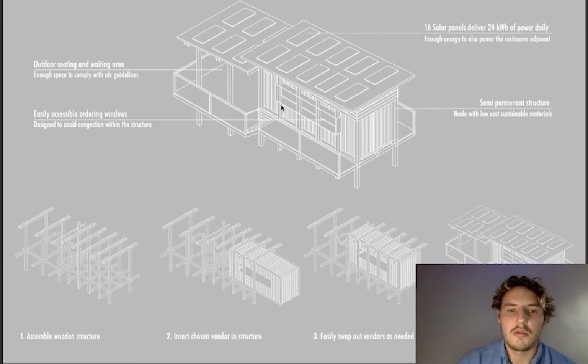If you can see here, you'd walk in and then you'd have room to maneuver, wait for your food, and then pick it up. So we start with assembling the wooden structure. You insert your chosen vendor into the structure here, and then easily swap out vendors as needed. Let's say it's the summertime and there's an ice cream shop that wants to take place of a coffee shop. They can do so by inserting their own vendor right into the skeleton of the structure itself. And then we enjoy growing local businesses, which is always good.